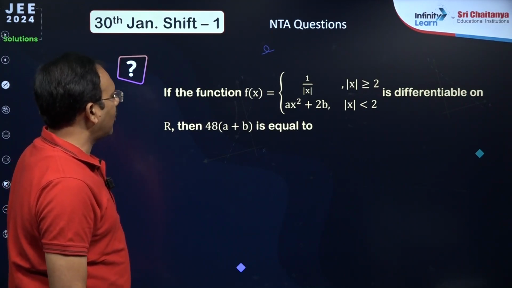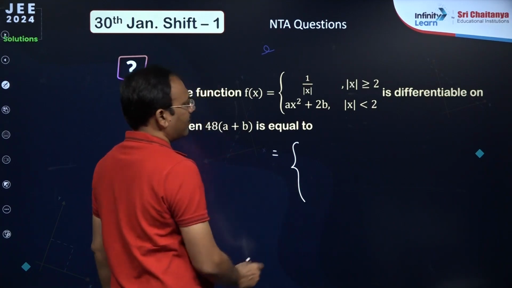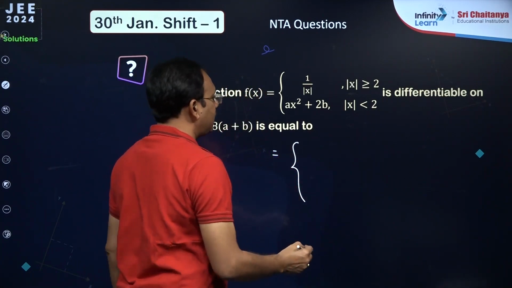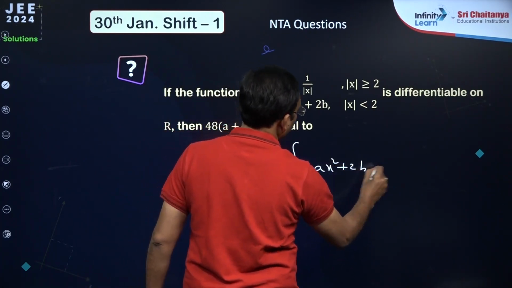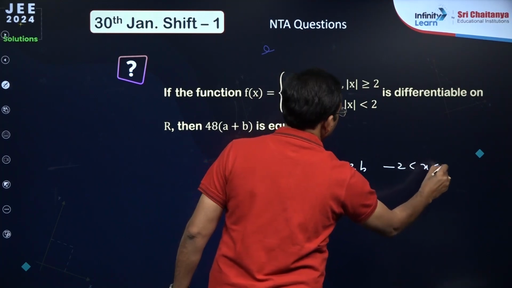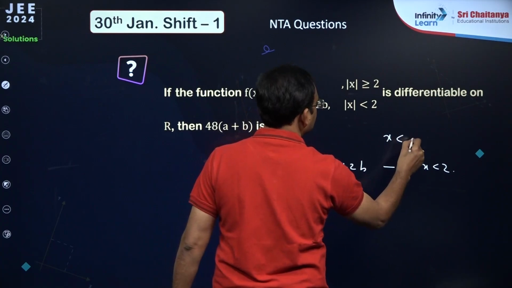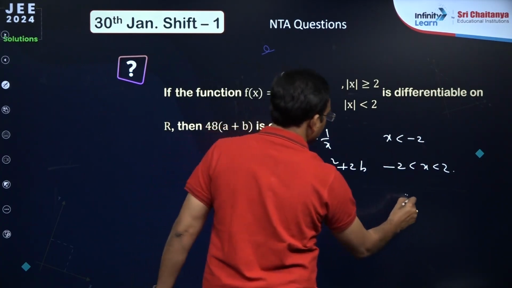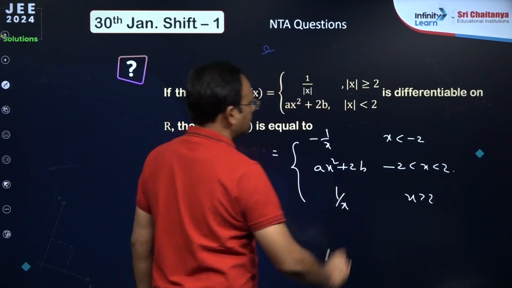Differentiable in the sense mod x greater than or equal to 2, f of x you can further simplify my dear friends. If mod x less than 2, that means x is between minus 2 to 2, it is ax square plus 2b when x is between minus 2 to 2. Mod x greater than 2 means if x less than minus 2, this is 1 by x with minus. If x greater than 2, this is 1 by x my dear friends.